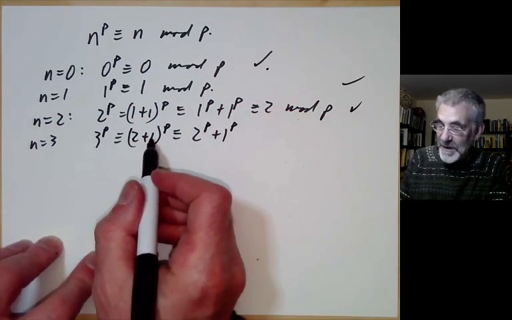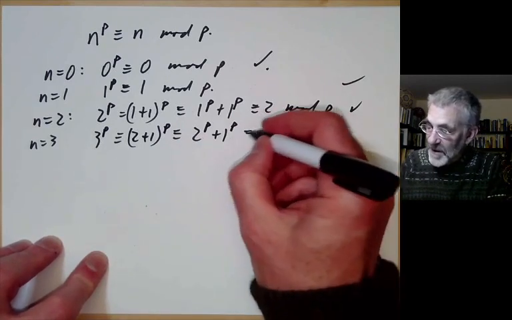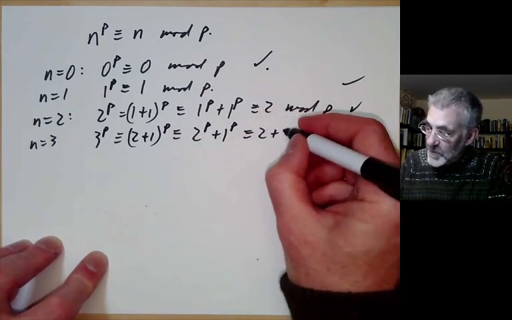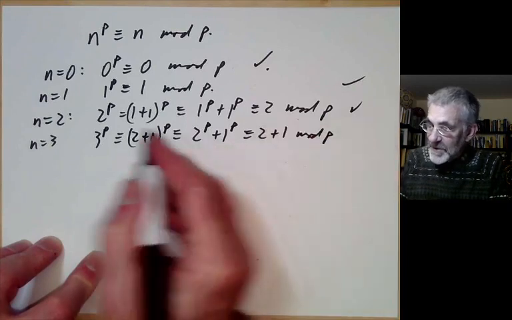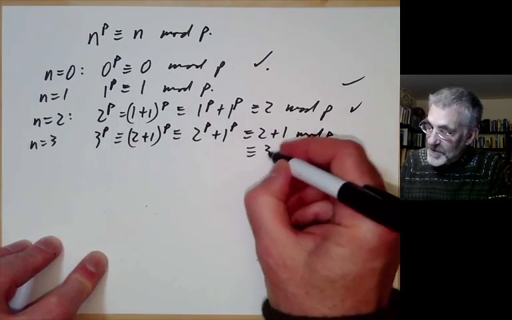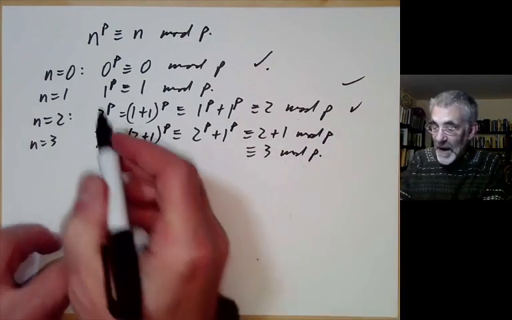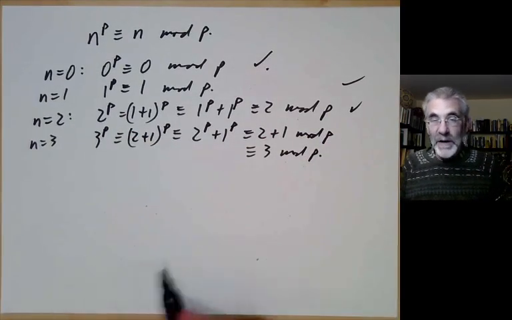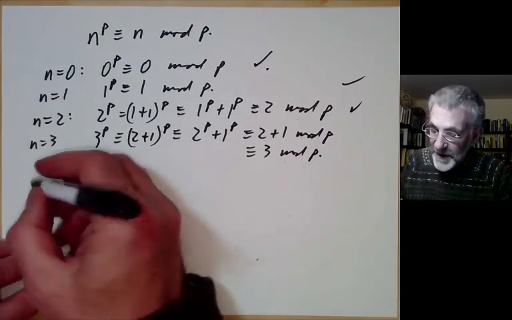You know, (a+b)^p is a^p plus b^p, which is congruent to 2 plus 1 mod p, because we just showed 2^p is congruent to 1, which is congruent to 3 mod p. And now we can just go on like this. More precisely, we prove it by induction.